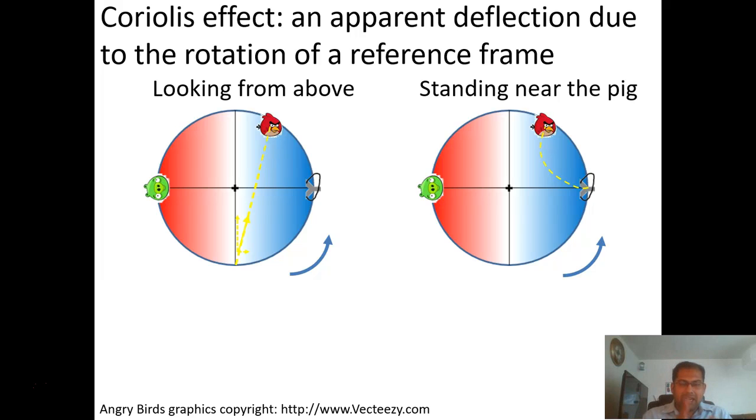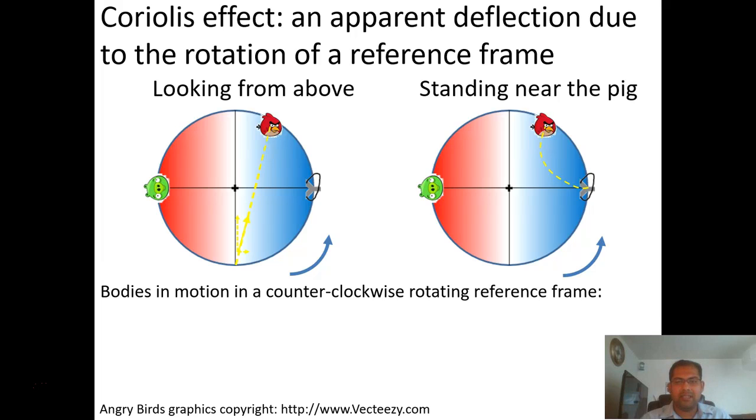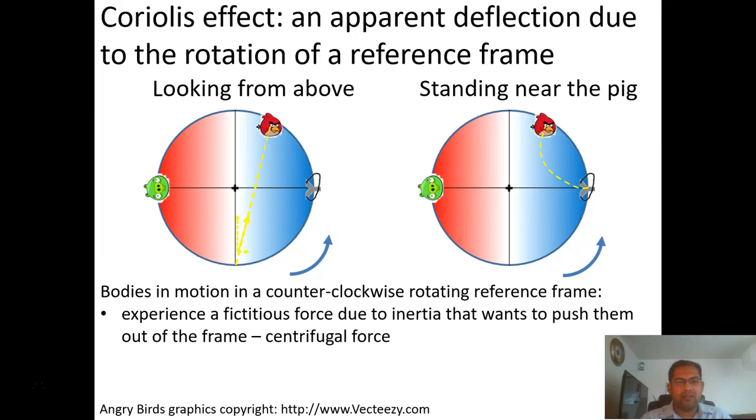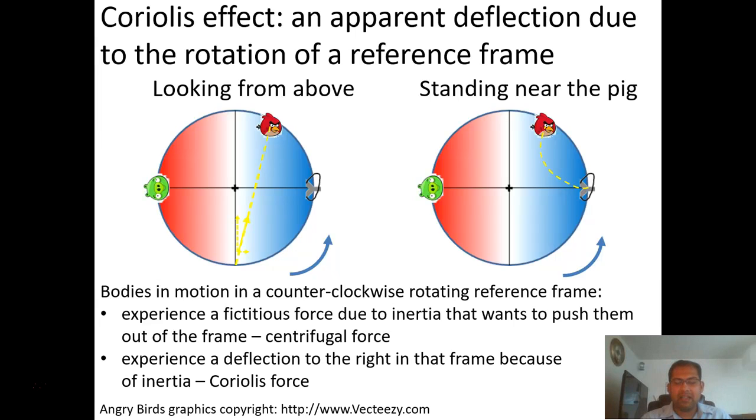Now, this apparent curving is because of the Coriolis force, a fictitious force that affects objects moving in this rotating reference frame. And as you saw in that montage, the curvature is very small close to the equator and maximal at the poles. So to summarize, in a counterclockwise rotating reference frame, any object that is moving is going to experience a centrifugal force that wants to push it out from the center of the reference frame, and an apparent force that is going to deflect it or curve it to its right. This is the Coriolis force, and the Coriolis force is minimal at the equator and maximal at the poles.